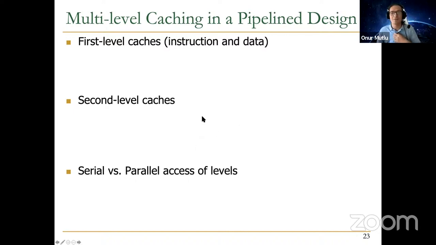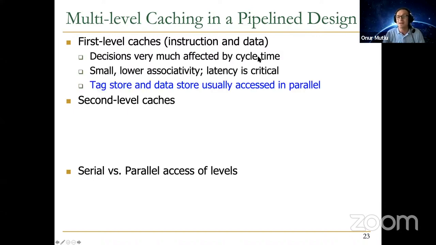Okay, I think this question arose multiple times, so I'm going to cover this also. Basically the question was, how do you design different caches and different algorithms? And clearly you have first level cache, second level cache, third level cache, et cetera. And you may make different choices in the design of these caches. So first level caches are instruction and data. They're usually separate. Decisions are very much affected by cycle time. As a result, they're usually small, lower associativity, and latency is critical. And the management algorithms are based on what is needed by the processor, basically, so that you can do things quickly.